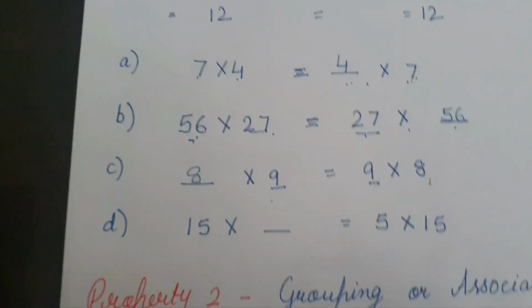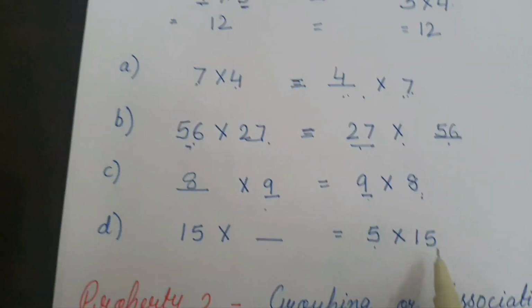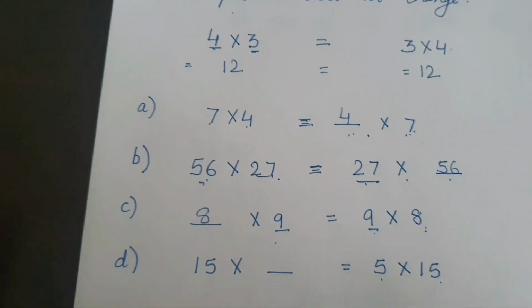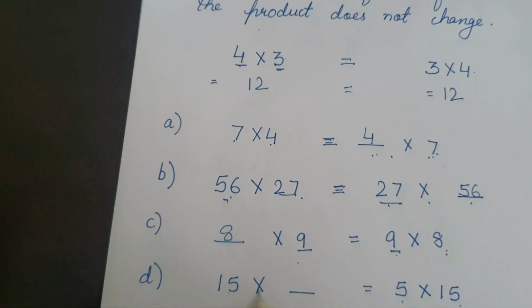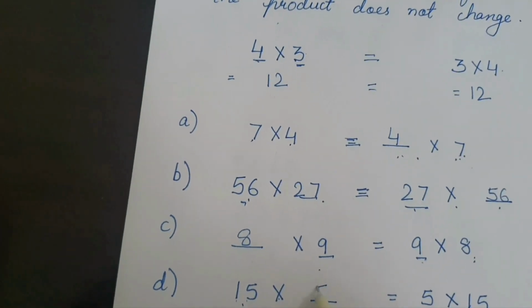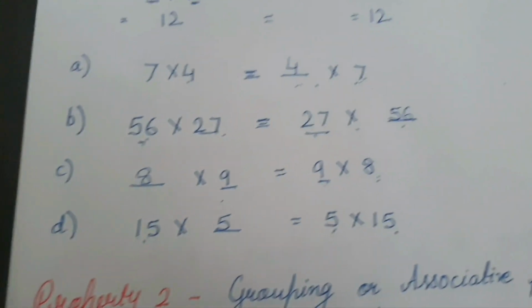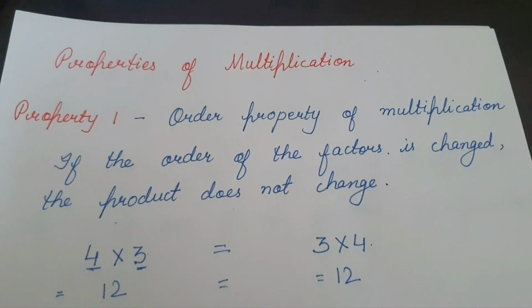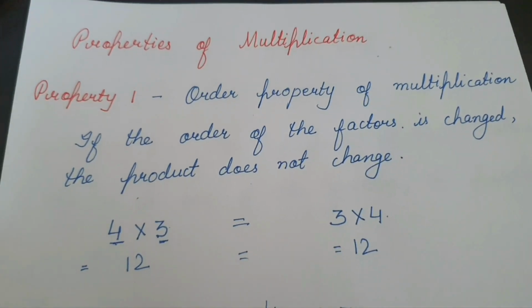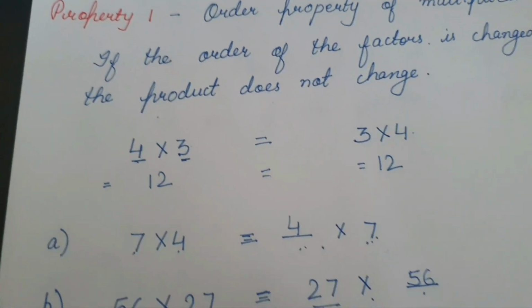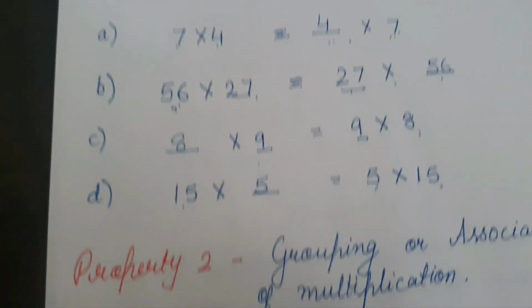See the last one. 15 into dash is equal to 5 into 15. All these sums are just changing the order of the numbers. So here 15 into 5, 5 into 15. 15 is already here, so we will write 5. Here only the order has been changed. So I will repeat it again. Order property of multiplication: if the order of the factors is changed, the product does not change. The product remains the same for all of these sums.